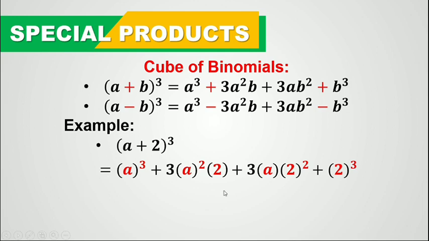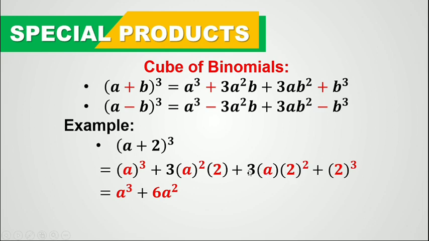And then let's simplify. So a cubed is still a cubed. And then plus 6a squared. So 3 times a squared, that's 3a squared, and then times 2, 6a squared. That's the reason why it becomes 6a squared. And then plus 3 times a, 3a, times 2 squared, and 2 squared is 4, right?